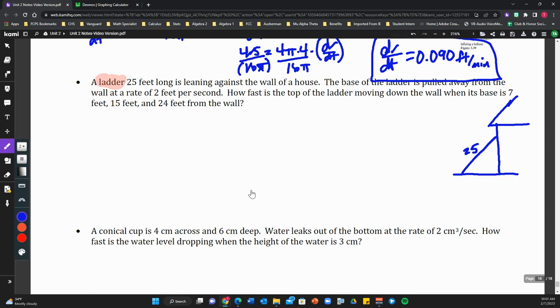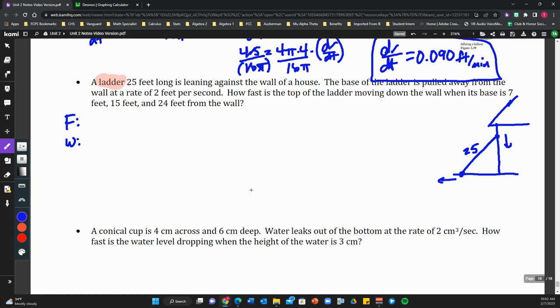But the ladder is leaning up against the house. The base of the ladder is pulled away from the wall at a rate of 2 feet per second. So that point is going to be pulled away from the house at a rate of 2 feet per second. How fast is the top of the ladder, so this point, moving down the wall when its base is 7 feet, 15 feet, or 24 feet from the wall? So this is like 3 problems, but we're going to kind of mix it together here, okay? So let's start first with the 7 feet option, okay?